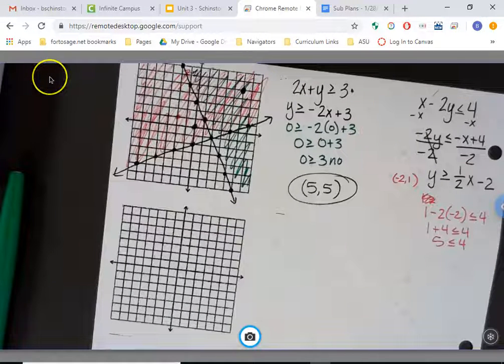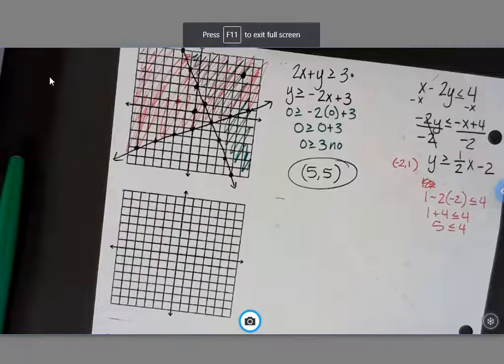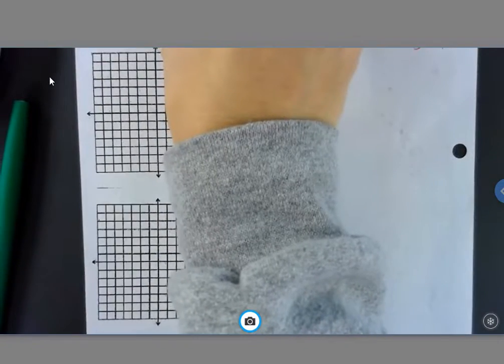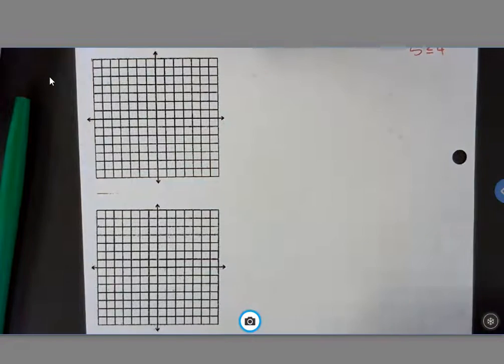So you should have out your note sheet that we started on Friday. Like I told you on Friday, you should have 2 extra graphs there. So we are going to do 2 more practice problems just to reiterate how to complete systems of linear inequalities.